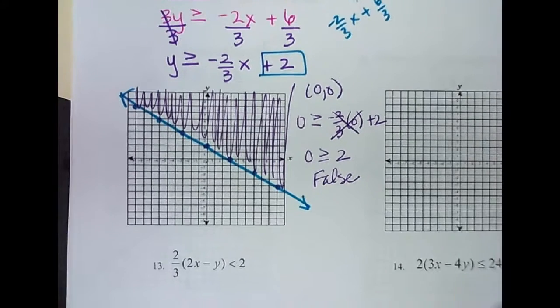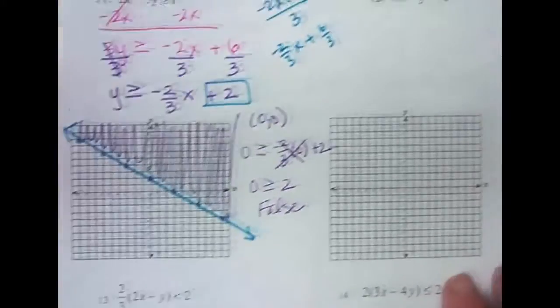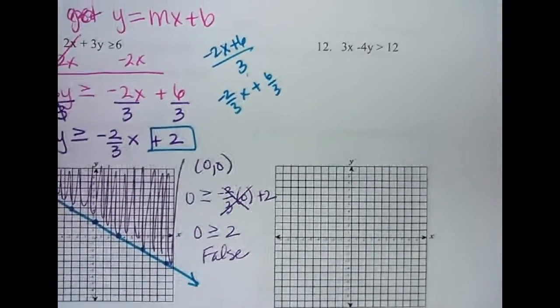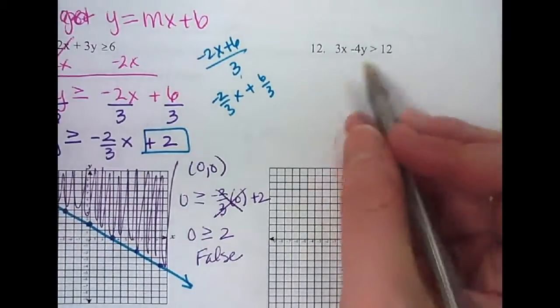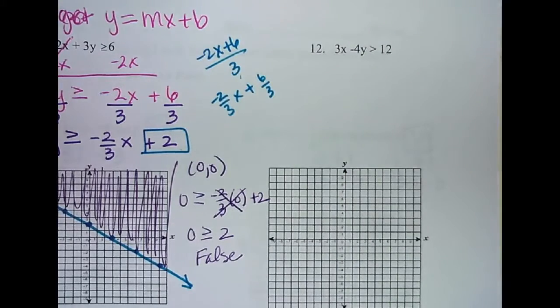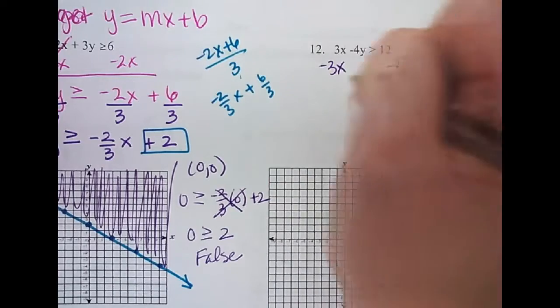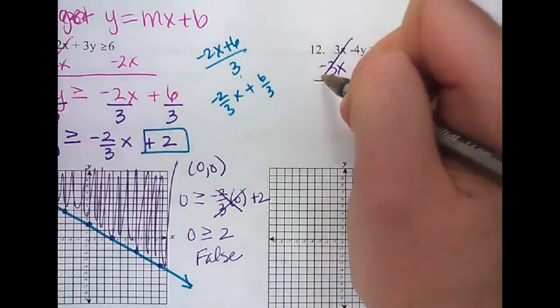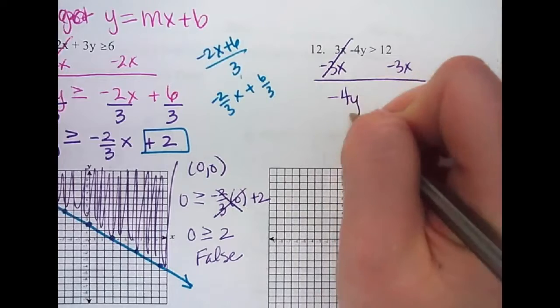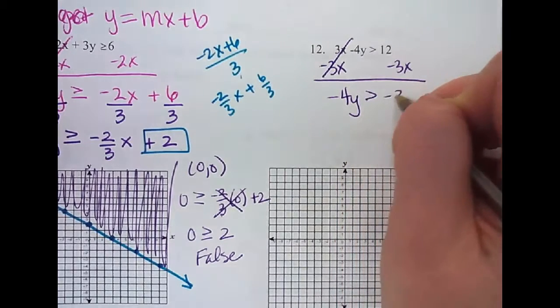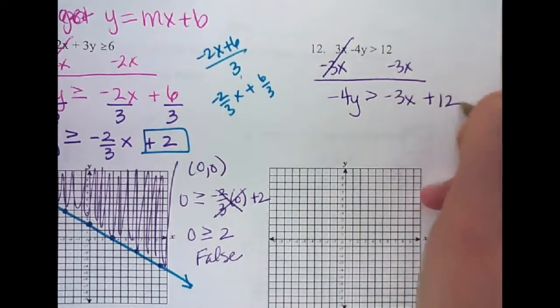Okay, let's do number 14. Oh no, we need to do number 12. Sorry. Let's do number 12. Last one. We'll do this one together and that's it. How do I get y by itself? Minus 3x. So that's gone. Negative 4y is greater than negative 3x plus 12.